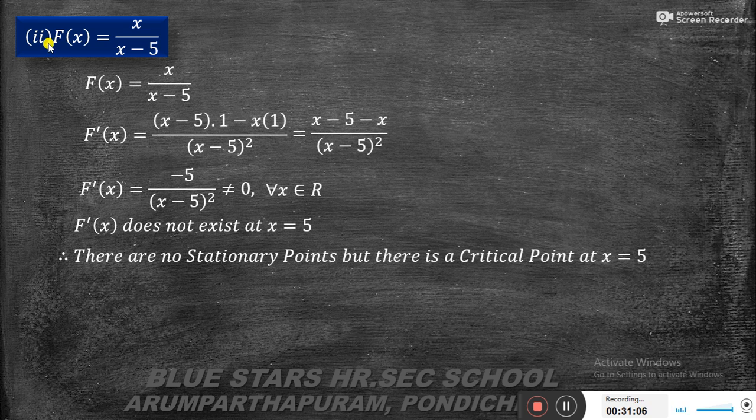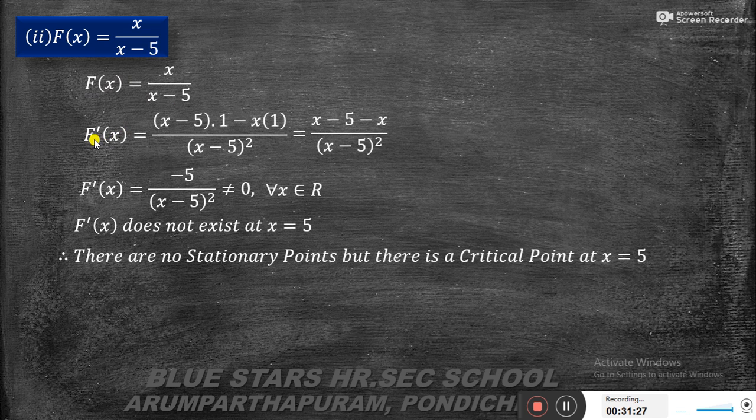Now we discuss the second problem: f of x equal to x by x minus 5. This is a small f of x, not capital F of x. You consider only your book problem, where there is a small f of x only. So small f of x equals x by x minus 5.